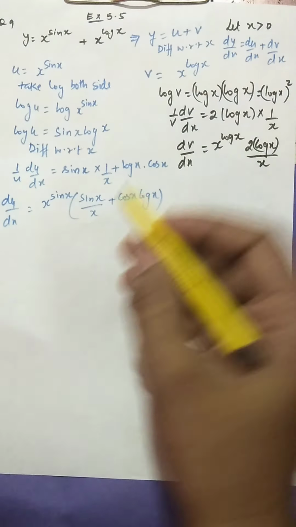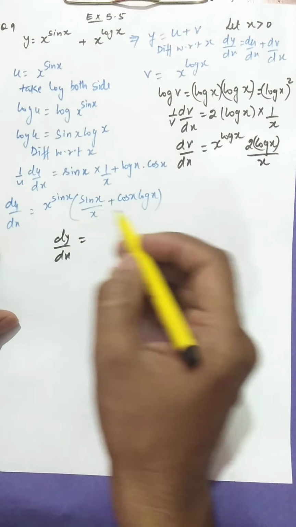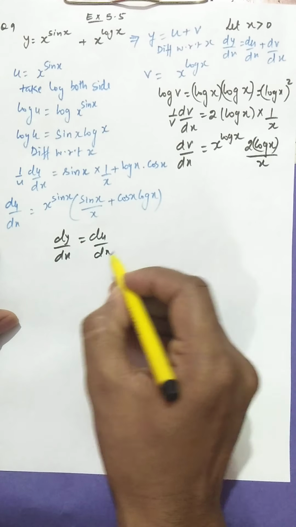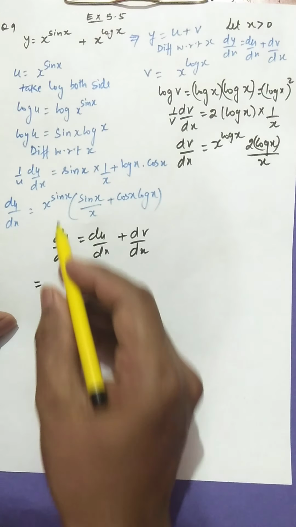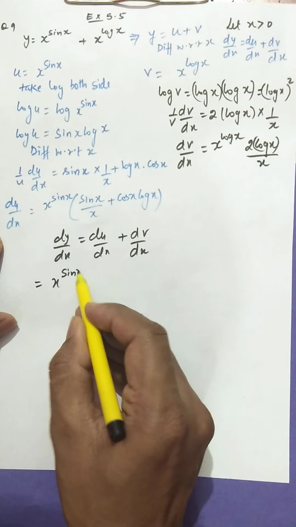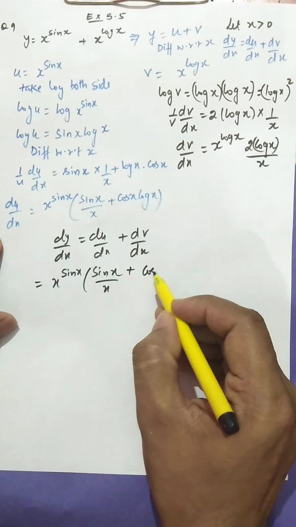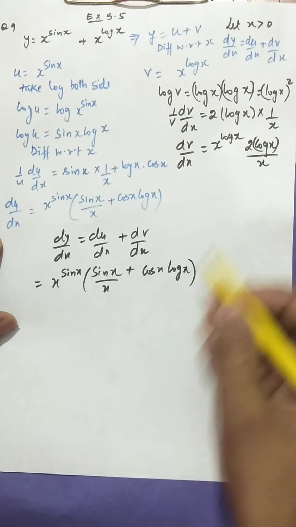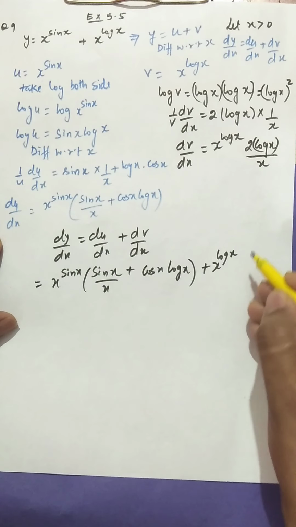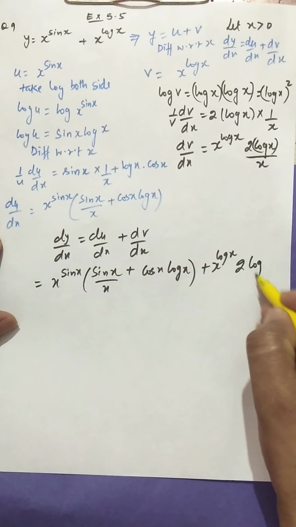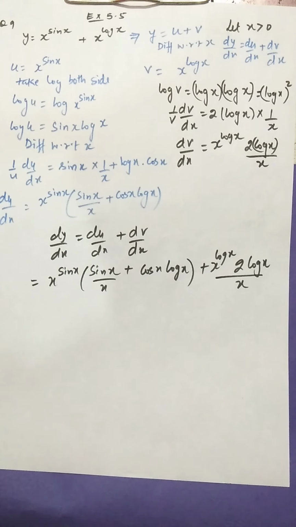So finally we are going to write dy by dx. Your dy by dx will be du upon dx plus dv upon dx. Now put the value of du upon dx. This is x sin x times sin x upon x plus cos x log x, plus the value of dv upon dx, x log x times twice log x upon x. So this is the answer.